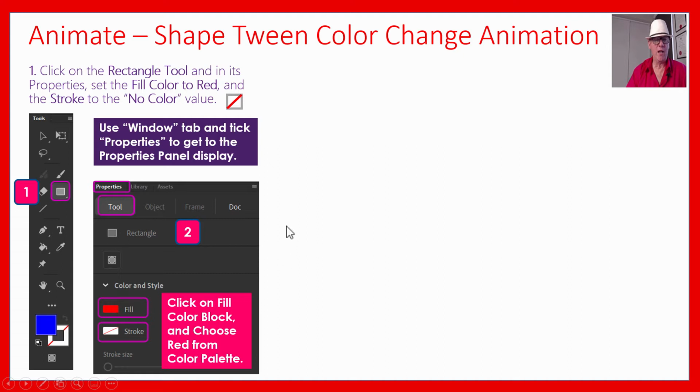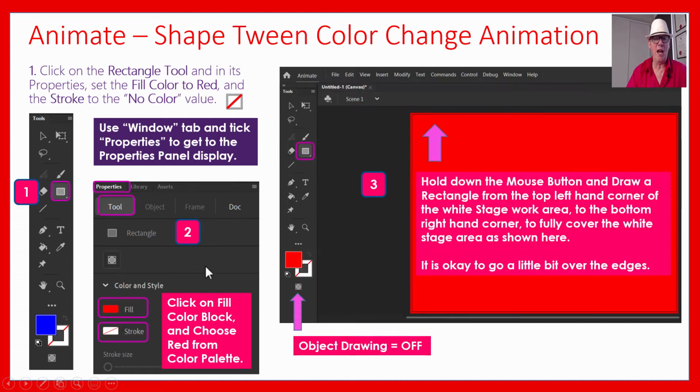Then click on fill and the color picker of rainbow colors will come up, and you can pick a red color for that. All right, then it should look like this. We've got red filling in, and we've got no border around the outside. And then you just hold down your mouse and you draw yourself out a rectangle. It's okay if it goes a little bit over the edges of the stage, that's fine, because it's hard to get it exactly on that black line. You just don't want any white bits showing. You want to completely cover that white page of stage area with the red rectangle.